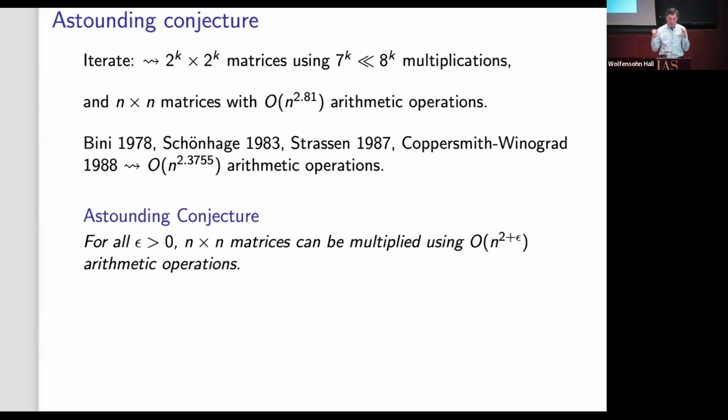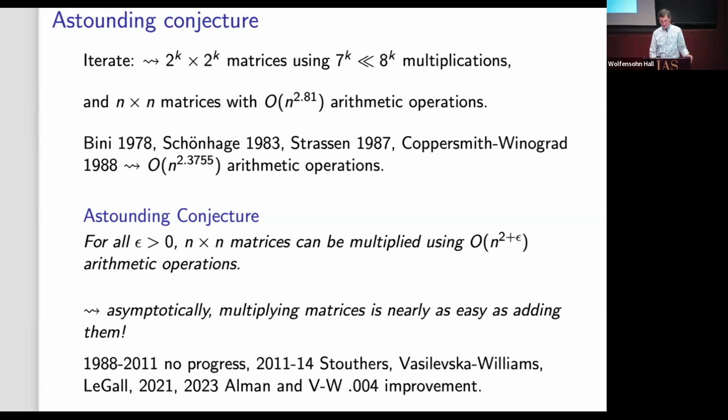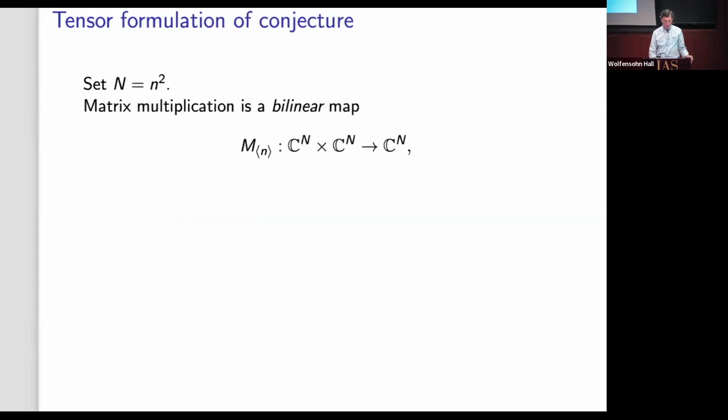And then, they were giddy, so they made this astounding conjecture that it's almost as easy to multiply matrices as it is to add them together. And then nothing happened for a while. And then there was some very small progress that continues to be made, but it's in the third digit, very small.